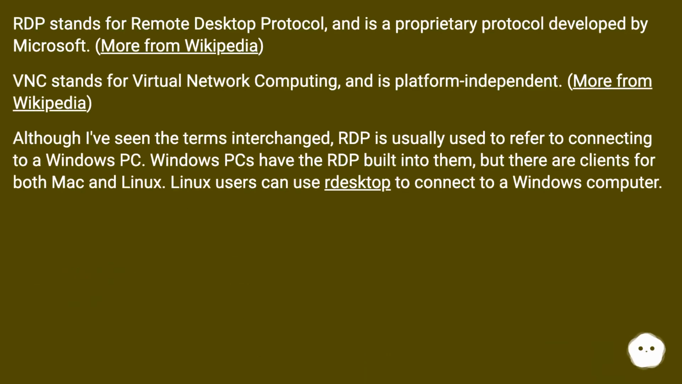RDP stands for Remote Desktop Protocol and is a proprietary protocol developed by Microsoft. VNC stands for Virtual Network Computing and is platform independent. Although I've seen the terms interchanged, RDP is usually used to refer to connecting to a Windows PC. Windows PCs have RDP built into them, but there are clients for both Mac and Linux. Linux users can use rdesktop to connect to a Windows computer.